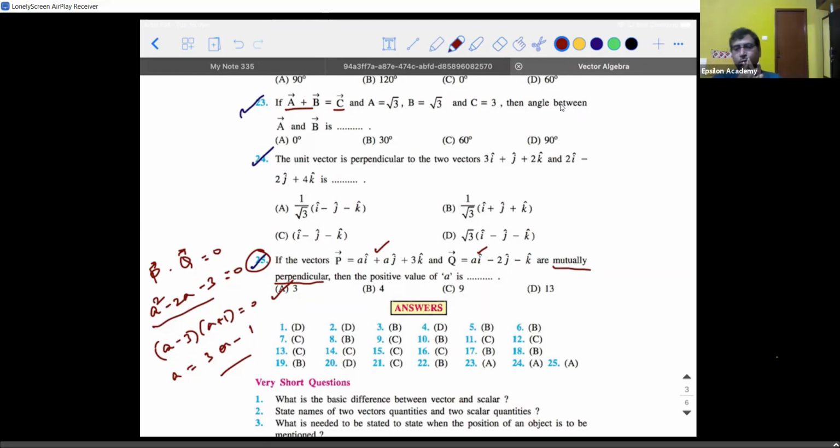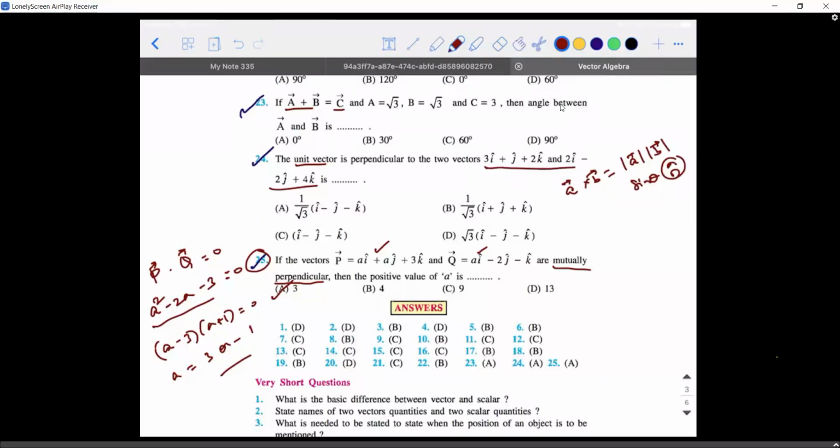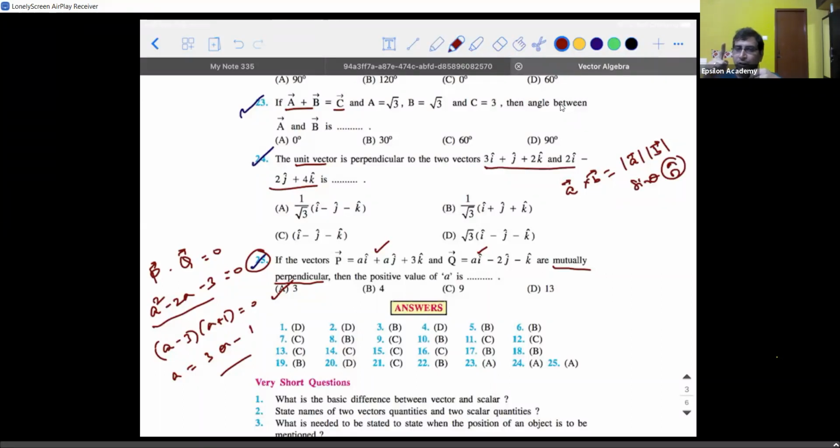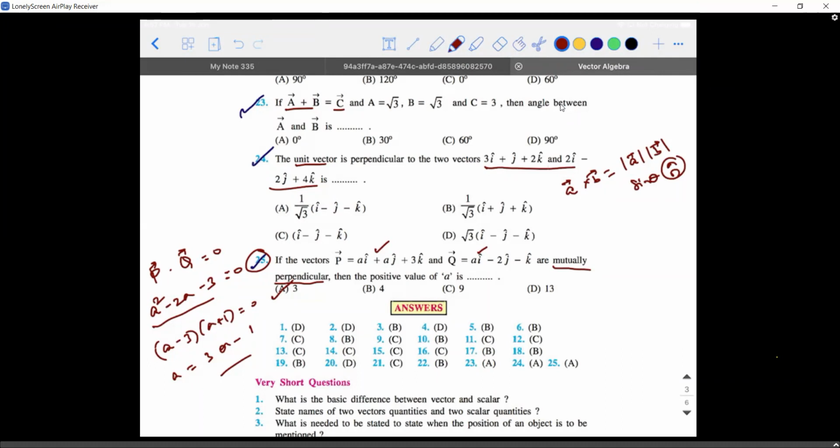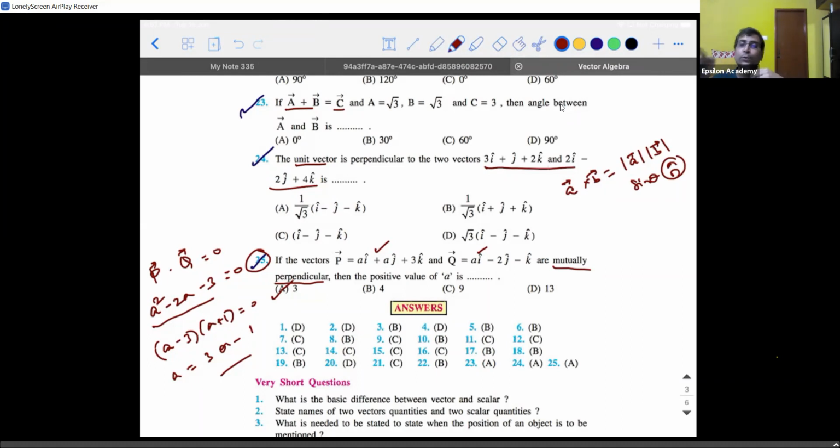So the 24th is the last problem. Let me explain the outline of it. Find the unit vector perpendicular to 2 vectors. When you do A vector cross B vector, guys, what are you going to get? Magnitude of A vector into magnitude of B vector into sin theta multiplied with n cap. This n cap is the most important thing. What does that n cap represent? It is a unit vector perpendicular to both the vectors for which you are doing the cross product.